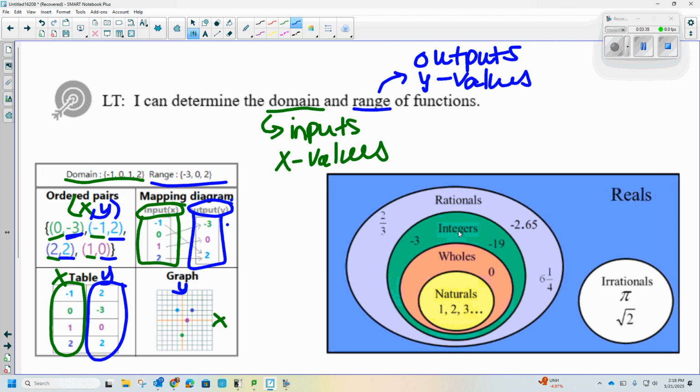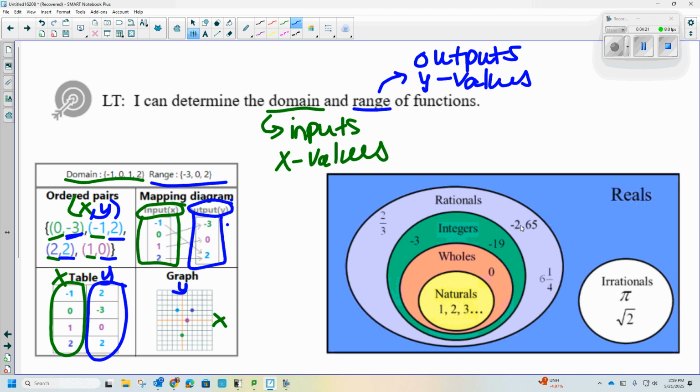When we get to integers, we're talking about the counting numbers, the 0, but then we get into negative whole numbers, like -3, -19. Still in integers, it's positives and negatives, but they all have to be whole numbers. Then we get into our rational numbers. Rational numbers are all of those other sets, plus we start to add in fractions and decimals. We still can have positives and negatives, but we're adding fractions and decimals.